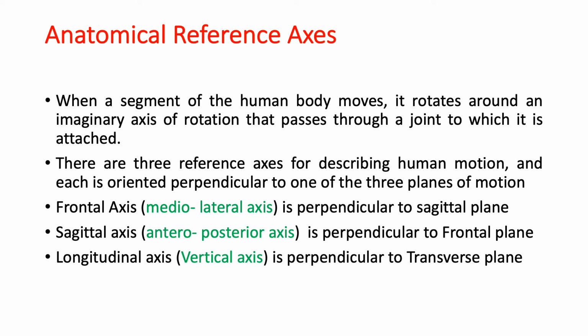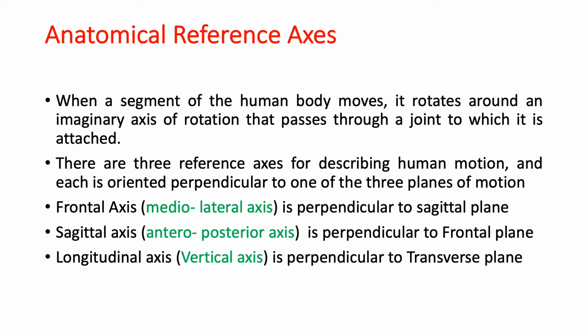Anatomical reference axes. Up till now we talked about planes. Now I am talking about axes. We have talked about 3 planes. Similarly, we have 3 axes. So what is the purpose of these axes? Axes are basically lines that pass through those planes. From each plane there is one perpendicular line that will pass from the center. Like from the sagittal plane there is one line, from the frontal plane there is one line, and from the transverse plane there is one line, and these lines are axes.